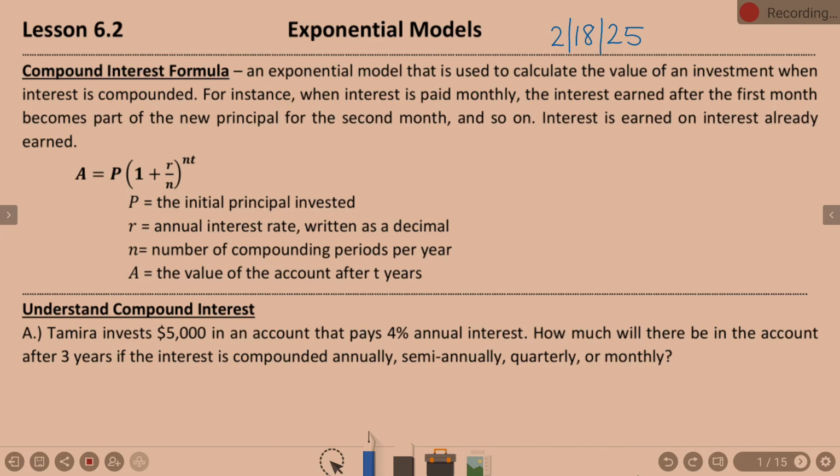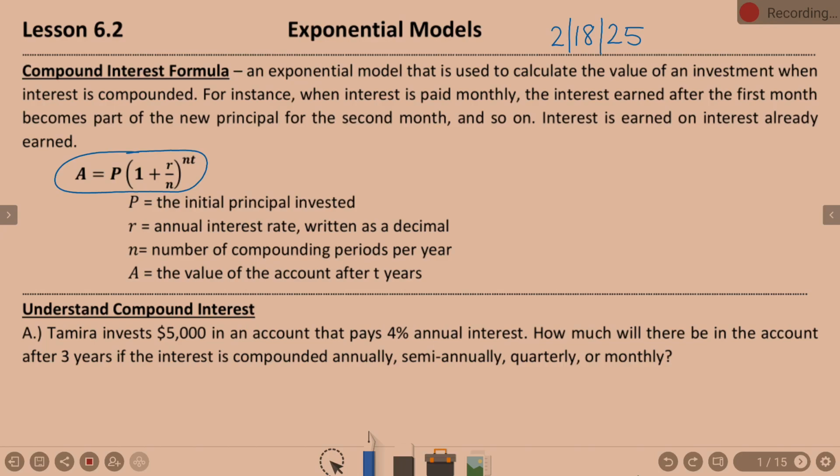The formula we're looking at here is familiar in that it looks like our exponential formula from last week. A equals P times (1 plus r over n) raised to the nt. Now, if you remember anything about what you've done with interest before, P stands for the principal. It's your initial amount invested. So P is your amount of money that you start with. R, just like last week, is our annual interest rate, and of course written as a decimal.